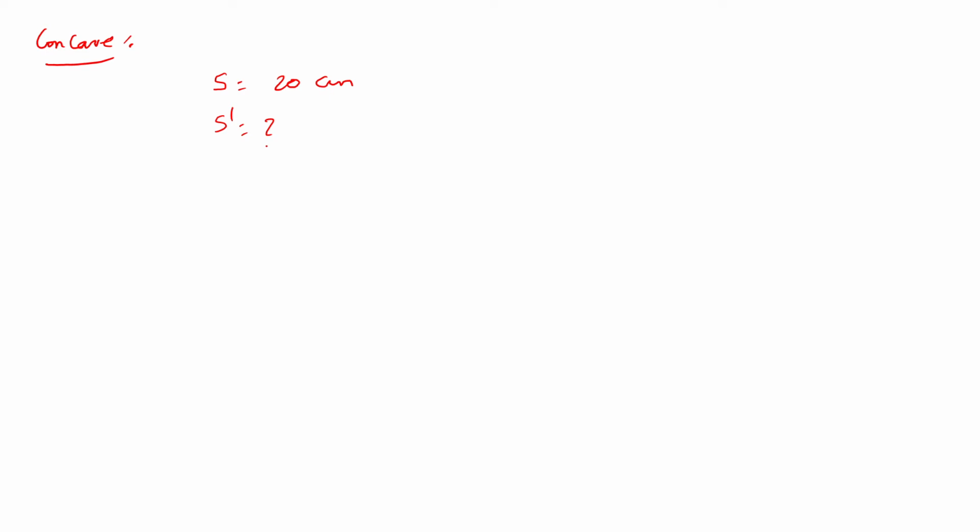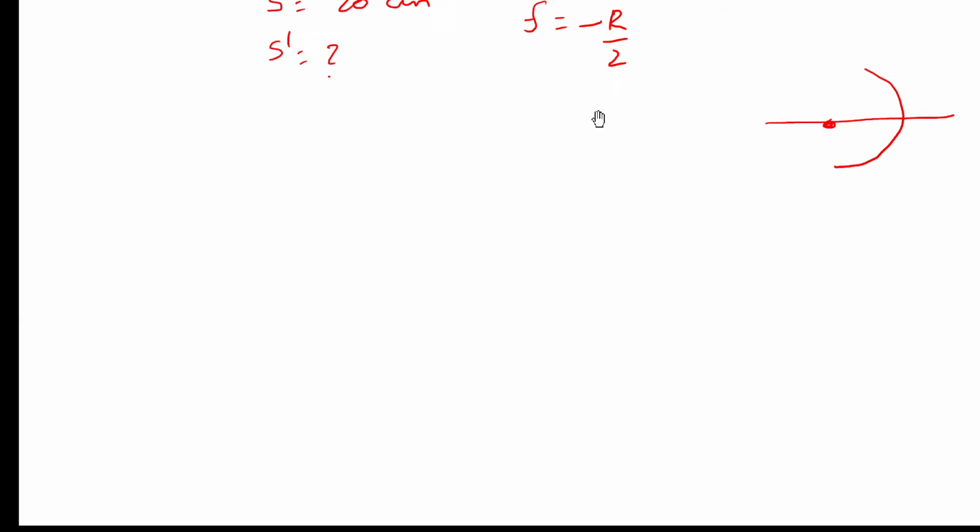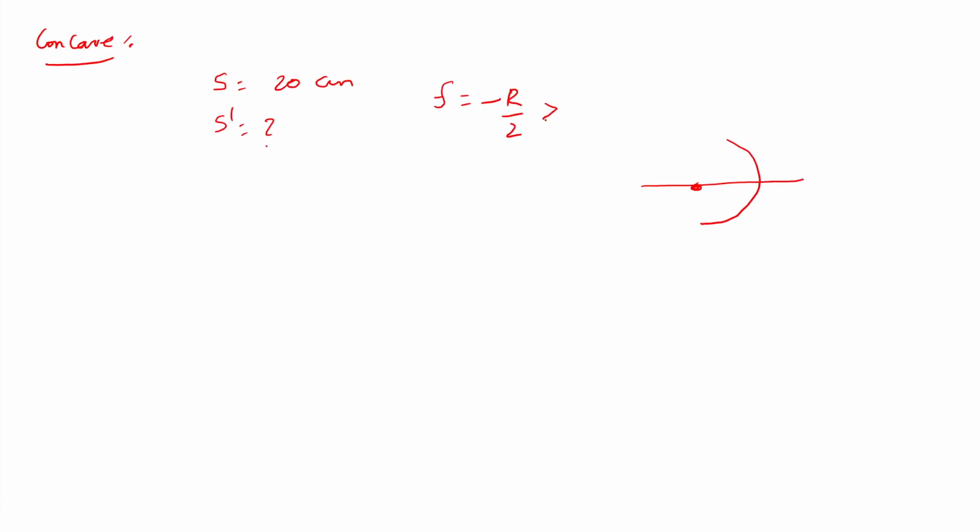find out s prime. So in case of a concave mirror, the focal length, we know, is minus r by 2, right? In case of a concave mirror, the center of curvature is to the left, so we need to write focal length as greater than 0, or focal length as a positive number, because the center of curvature is on to the left, and we consider light to be propagating from left to right. So anything on the left is positive, anything on the right is negative.